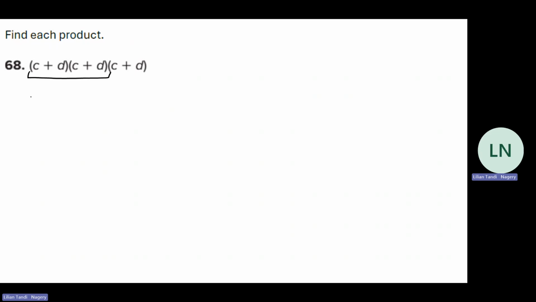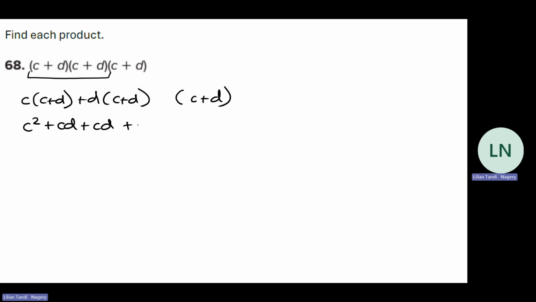I'm going to use distributive property. C plus D, C plus D. Then I will multiply with C plus D. So this becomes C squared plus CD plus CD plus D squared. This becomes C squared plus 2CD plus D squared.